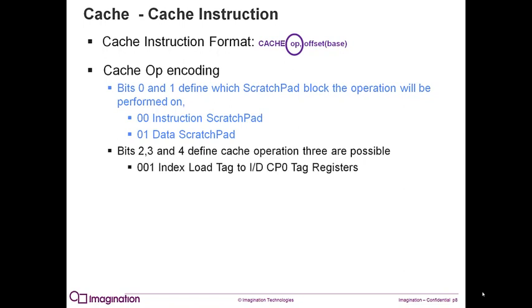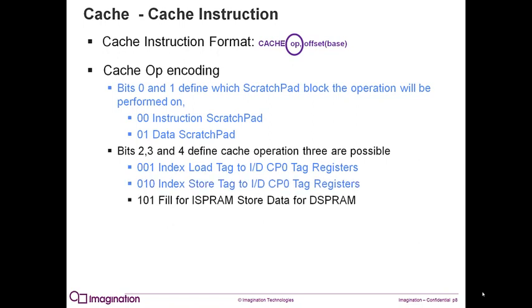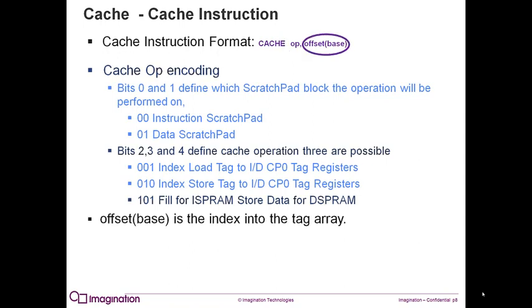001 will load a tag, 010 will store a tag, and 101 will fill data into the scratch pad memory blocks. The offset and base register control which of the two possible tags the load or store operation will be performed on, or which address within the scratch pad block to be filled.